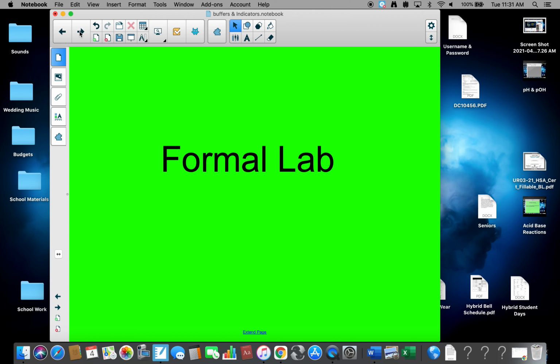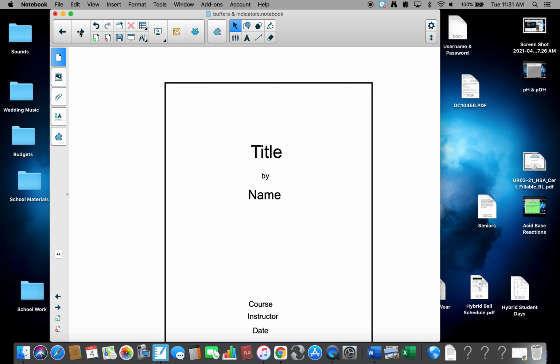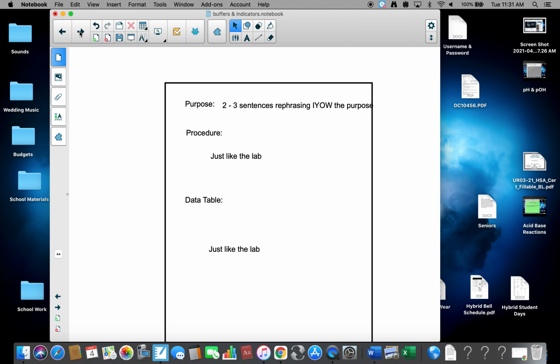This is a formal lab. Now, what is a formal lab? The first thing you have to have, typed, is a title page. That's a title that you come up with on your own, your name, course, this is Chem 1, instructor, that's me, and date, whatever day you're handing it in. You then have to have a purpose, 2 to 3 sentences, rephrasing the purpose in the lab in your own words. Procedure, just like it's in the lab. Data table, exactly like it's in the lab.